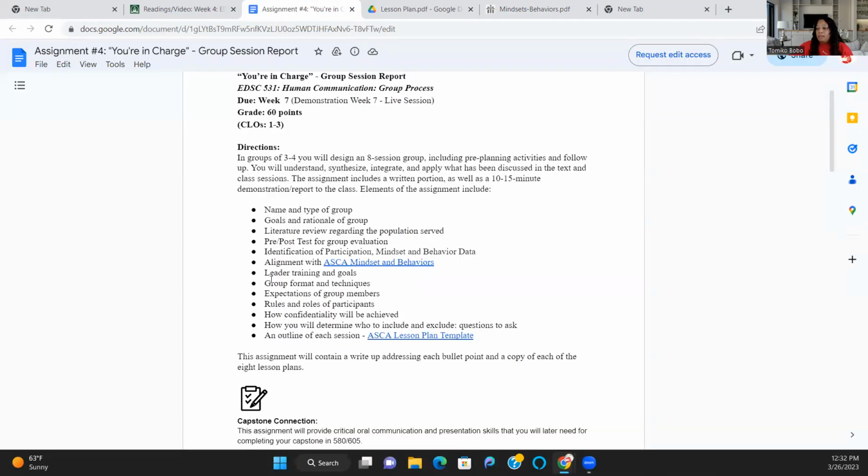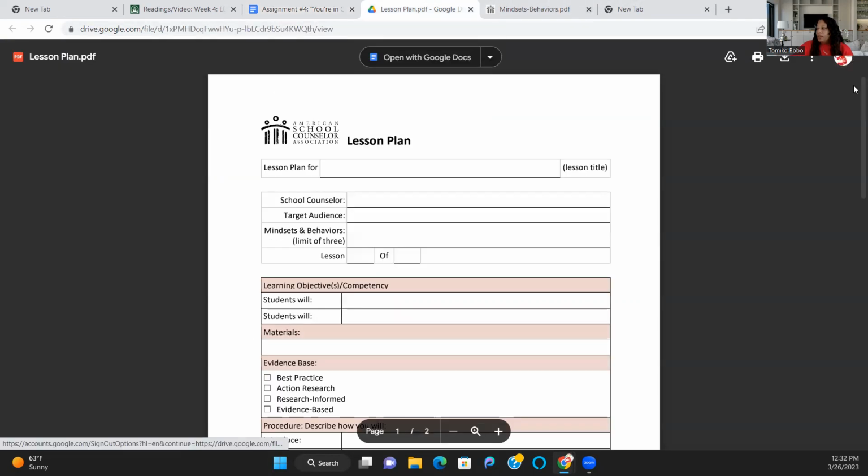All right. Leader training and goals, if there's any training that's required, and the goals for the leader throughout this group. And then the group format and techniques, what you will be using, and then expectations of the group members, the rules and roles of the participants, and how confidentiality will be achieved within your group, and how you will determine who is included and excluded in your group, and questions to ask, and then the outline of each session. So again, you're doing 8 sessions, and here is the lesson plan.